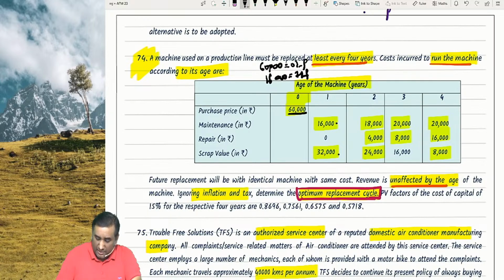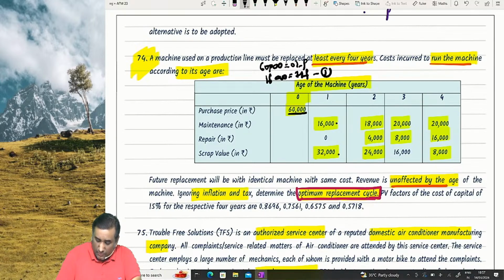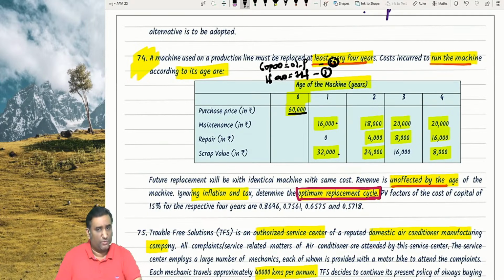Now there is a problem here. This will happen after what? 1 year, and this is happening at 0. Just keep in mind that. Let me do one more and then we'll come back. How do we convert to equated? If, let's suppose, we run for 2 years, how much is my outflow?